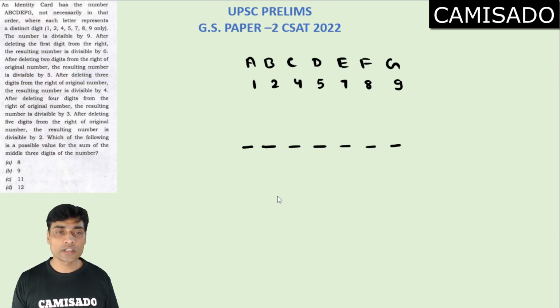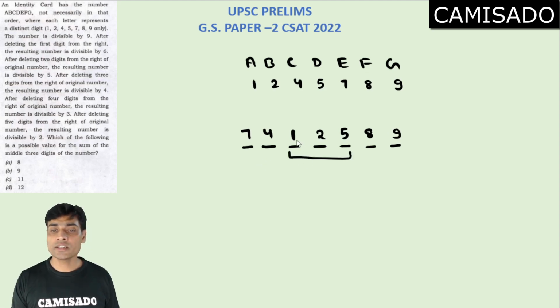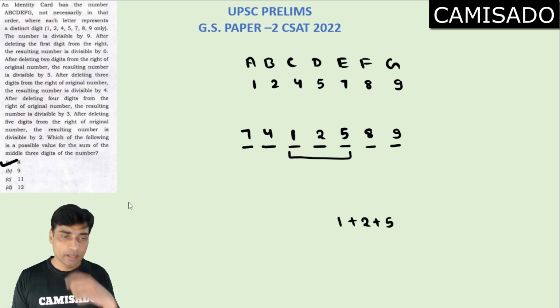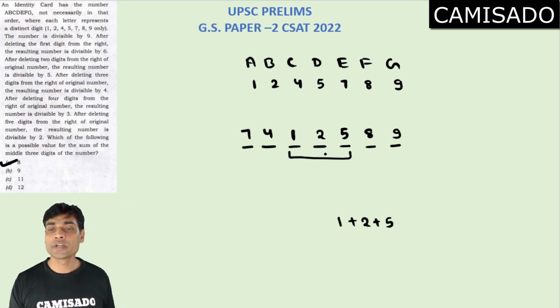Now according to all the conditions given here, we have to just put the digits here. So I have already solved it. I am directly putting the answer here. Basically the answer is 7, 4, 1, 2, 5, 8, 9, and the middle three digits are 1, 2 and 5. So the sum will be 1 plus 2 plus 5. It comes out to be 8. Now the point is how you get this number.